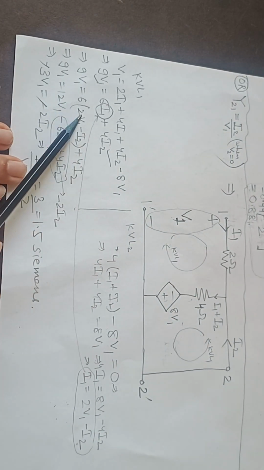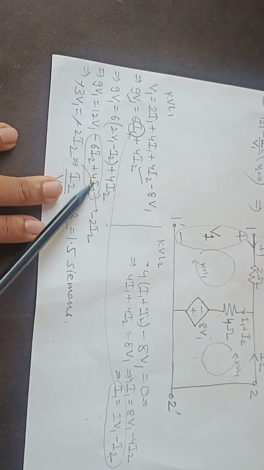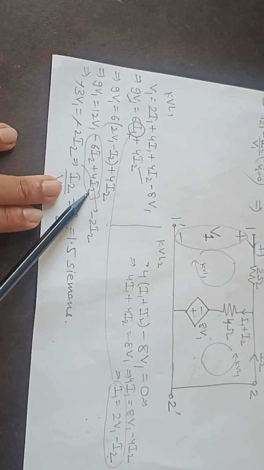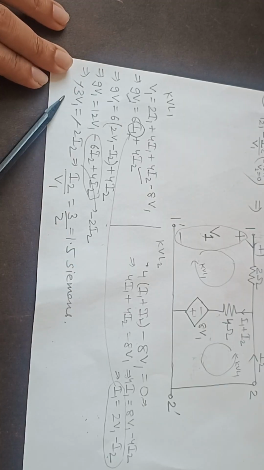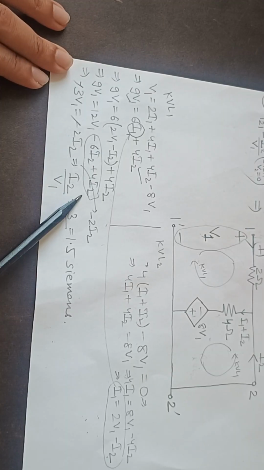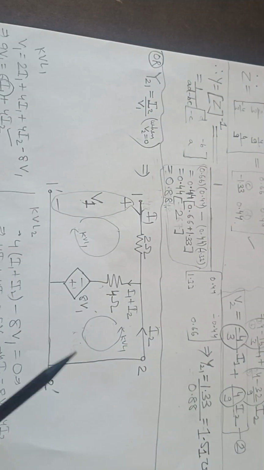So this will be 9 V1 equal to 6 times (2 V1 minus I2) plus 4 I2, and this will be like this thing. 9 V1 is equal to 12 V1 minus 6 I2 plus 4 I2. So this is minus 2 I2. So this is like minus 3 V1 is equal to minus 2 I2. Okay, so I2 upon V1 is 3 by 2, so 1.5 Siemens. So that is one way.